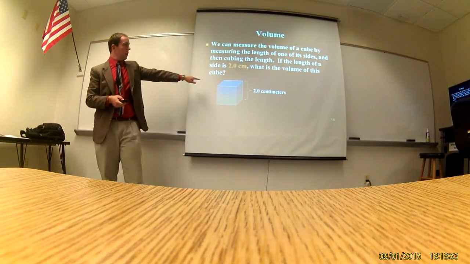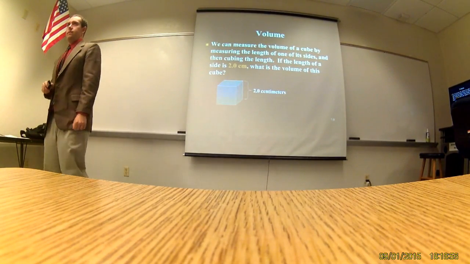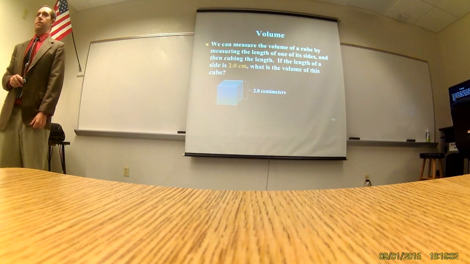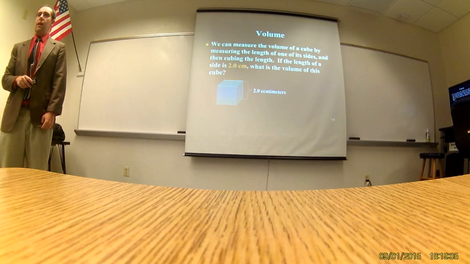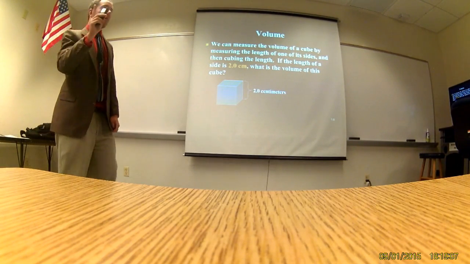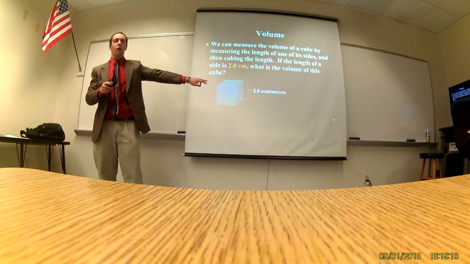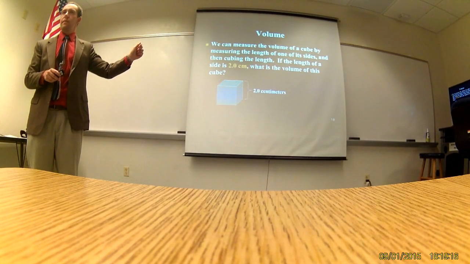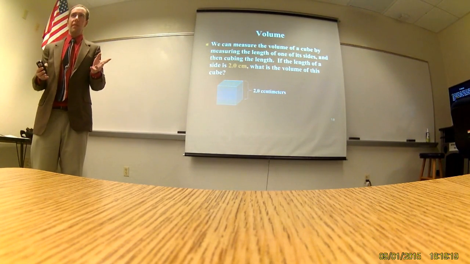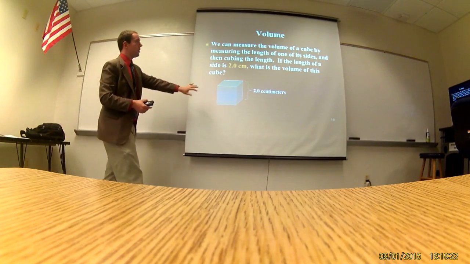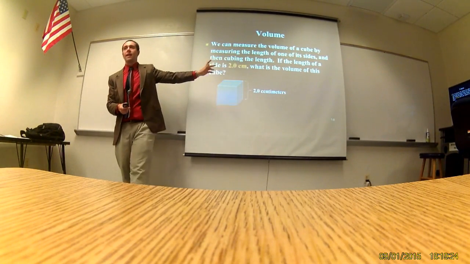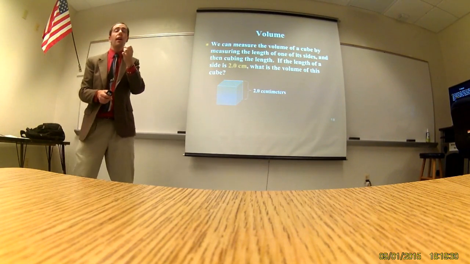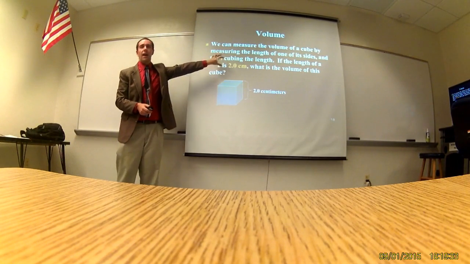So, what is the volume of this cube? Now, we're only given the length of one side. So if we're only given the length of one side, how can we figure this out? It's length times width times height, right? We're only given height. It's a cube, so they're all the same. That's something you're going to have to do throughout the semester. Look at the question. If you're not given something that very clearly is needed, you're going to have to figure it out. It wasn't hard to figure out, but you did have to pull that out of the question.